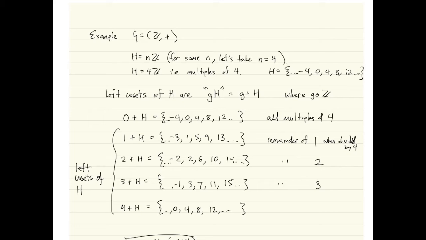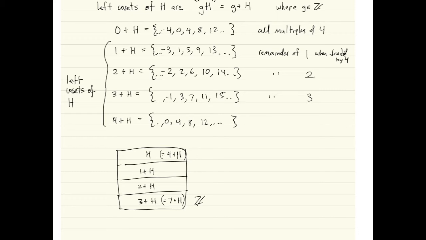Similarly, 2 plus all these elements of H, you get these numbers. 3 plus H and 4 plus H are likewise. And the thing to notice is what's special about these numbers. For example, in the coset 1 plus H, they're all numbers that have a remainder of 1 when divided by 4. In other words, they're all the numbers that are 1 mod 4. Similarly, the numbers here are the numbers that are 2 mod 4, in other words, 2 more than a multiple of 4. Like you could say 14, that's 2 more than 12. And so on. I didn't write out 5 plus H, but 5 plus H will actually be this same set here as 1 plus H, so the same coset.